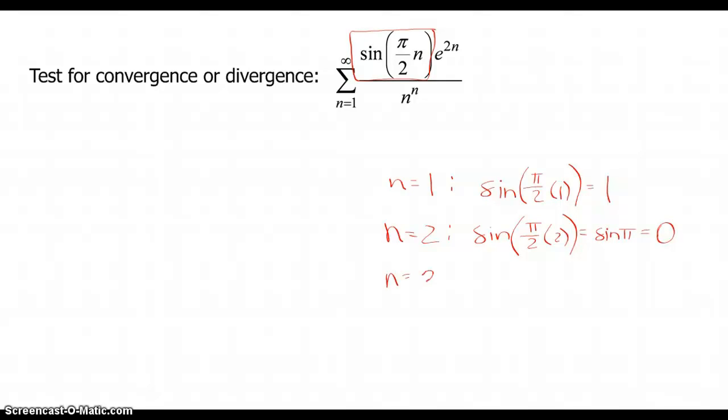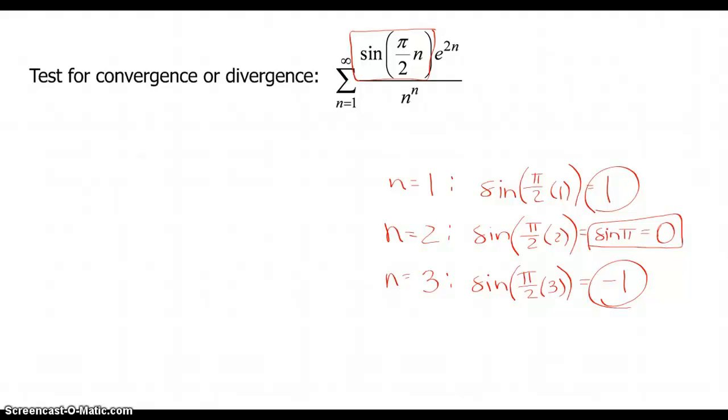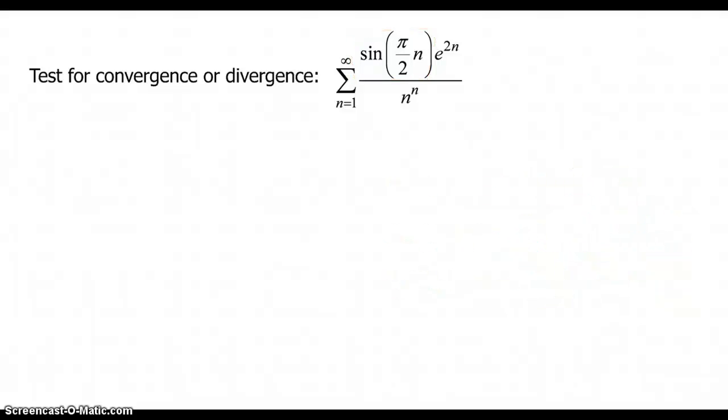When n equals 3, the sine of pi over 2 times 3 is the sine of 3 pi over 2. So not only is it an alternating series, it's a series where every other term has a coefficient of 0. So this is an alternating series, but we can still use the absolute ratio test to find out whether it's convergent or divergent.